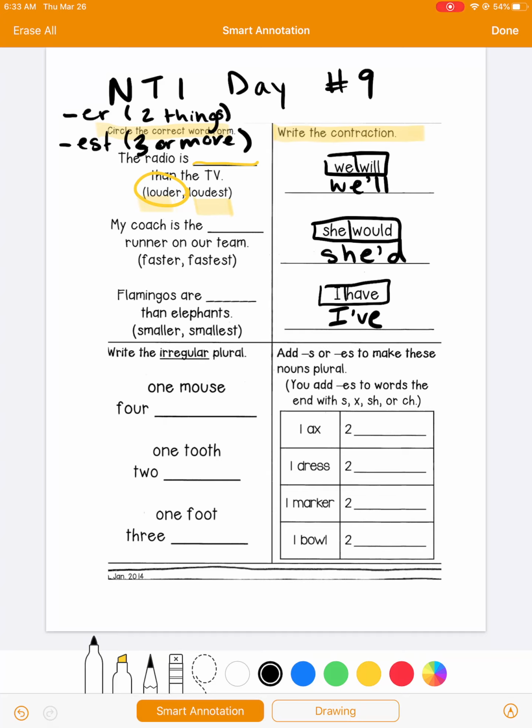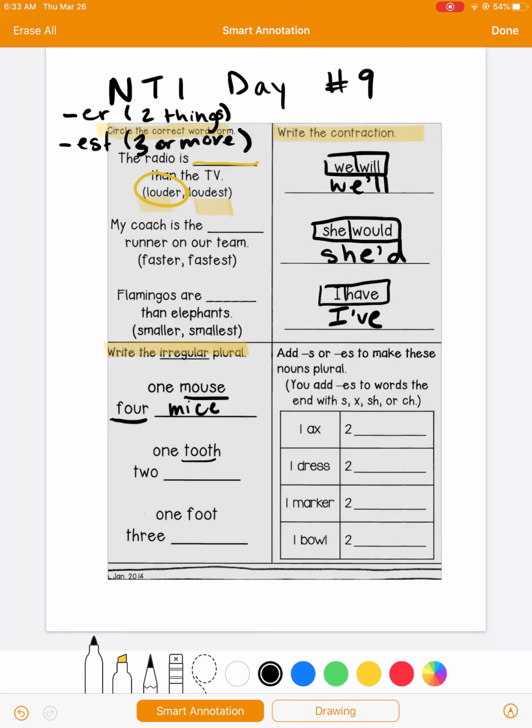Now, with the irregular plural, we know that when it says irregular, it does not follow a pattern. It might follow a pattern, but it's not one that most oftentimes we would follow. So here, we have a mouse. Okay, that's just for one. If I have more than one mouse, I'm going to make sure I write the word mice.